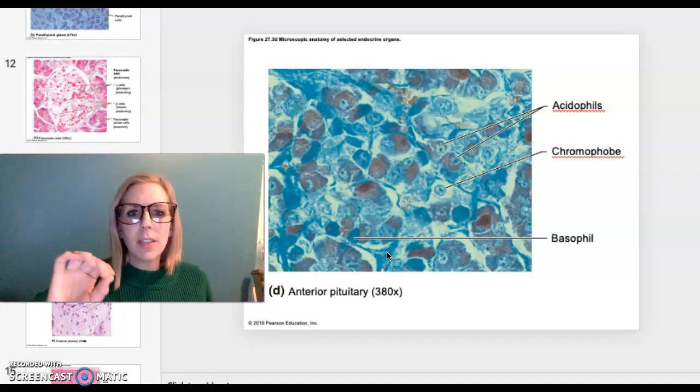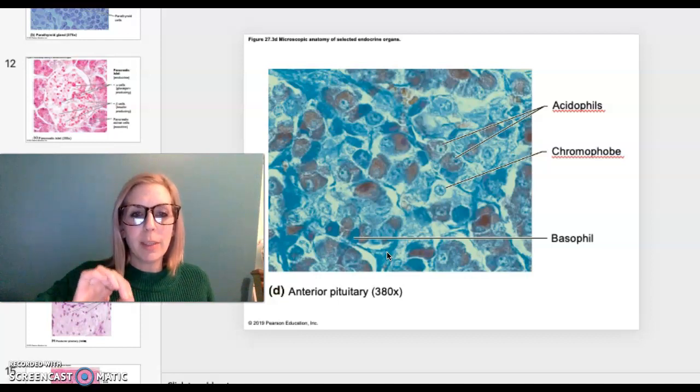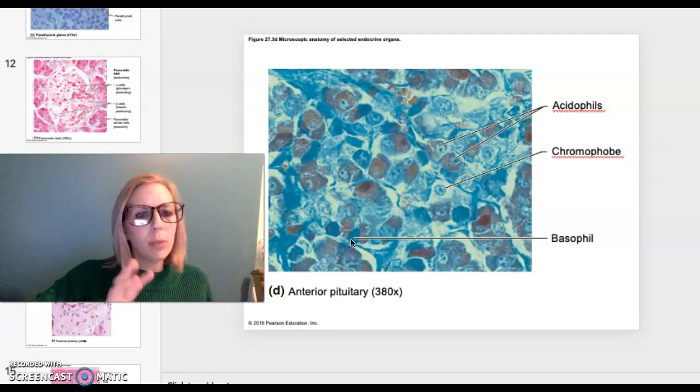Now we call the acidophils pinkish staining. I'm not quite sure they look like that. Maybe it's my screen or this picture, but the basophils are darker and the acidophils are going to be this lighter color. Okay, pinkish staining. The basophils typically have like a bluish color staining to them. You can see the difference.